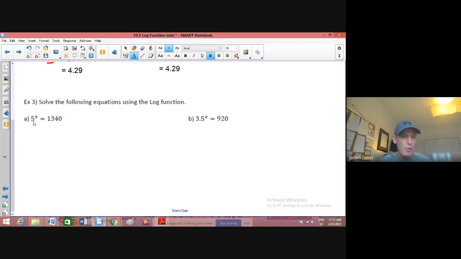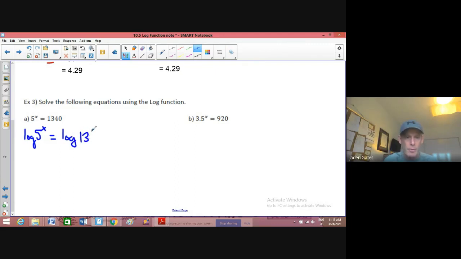We have an equation here where it says solve for x, right? 5 to the power of x is equal to 1340. Well, we have to solve for an exponent, and that's something you probably have never done before. And so what I'm going to do is use my log rule here. So I'm going to take the log of both sides first because I'm solving for an exponent. All right, there's my first step, just taking the log of both sides.